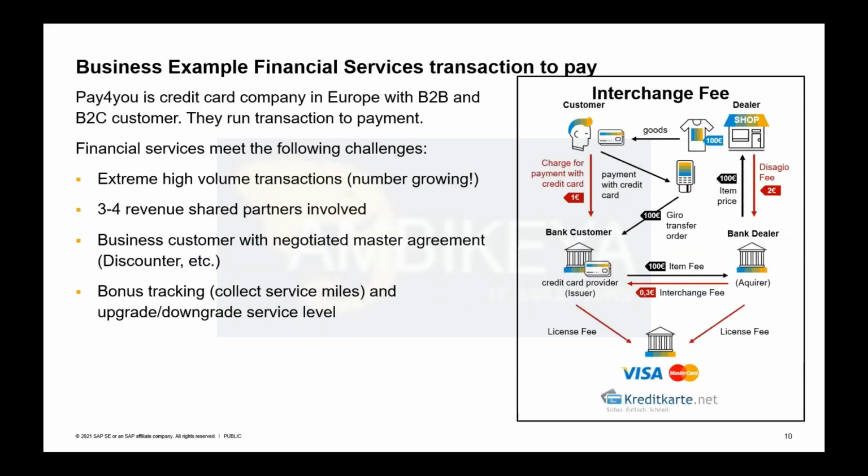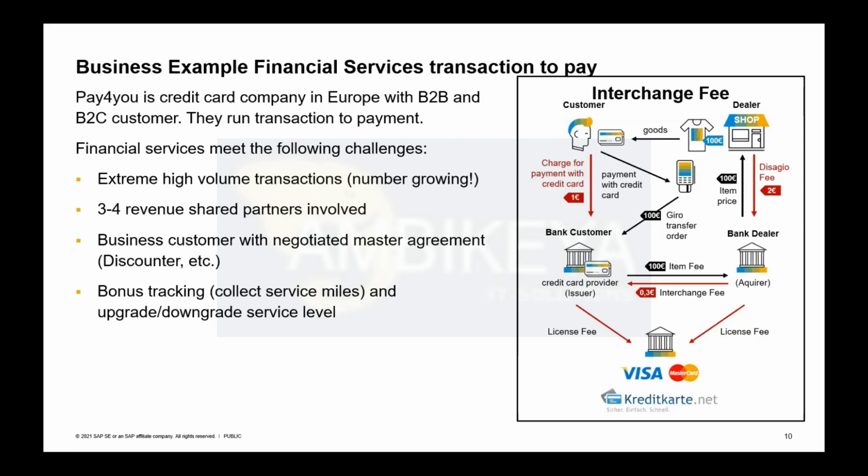I have another 4th example. This comes from the financial service industry, and we have here a credit card company as an example. The credit card company has B2B and B2C customers. You can imagine that they have a high volume transaction business model behind it. You have a lot of transactions. People pay more and more with credit cards instead of cash. So this is a growing industry.